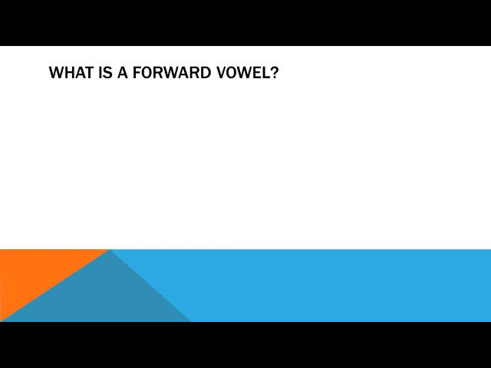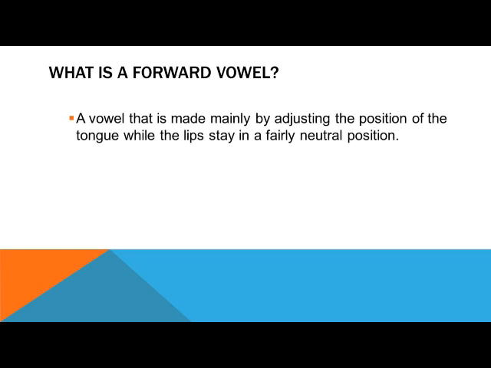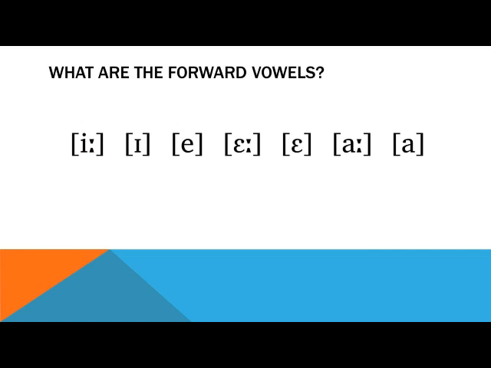And now we come to the question, what is a forward vowel? Well, a forward vowel is a vowel that is made mainly by adjusting the position of the tongue while the lips stay in a fairly neutral position. So as we learn these vowels, notice where your tongue is and how it's moving from one vowel to the other. And now we need to know, what are the forward vowels?